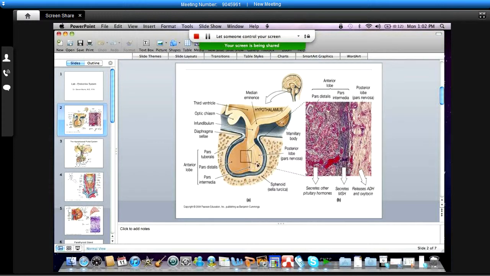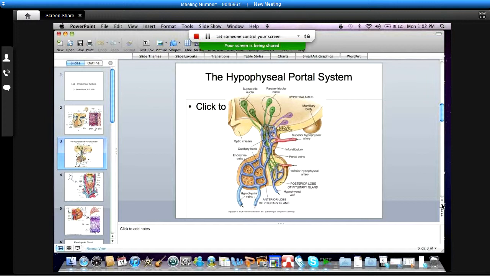I would expect you to be able to identify the various portions of the pituitary gland, both the anterior and posterior. You should be familiar with the hormones that are produced in the anterior portion of the pituitary gland and the two hormones that are produced in the posterior aspect of the pituitary gland.